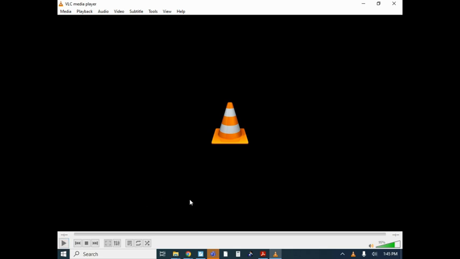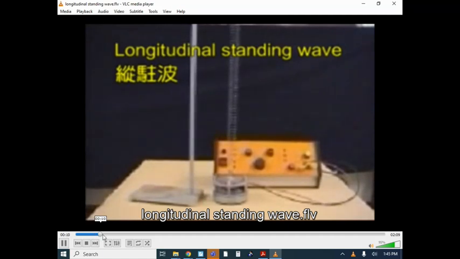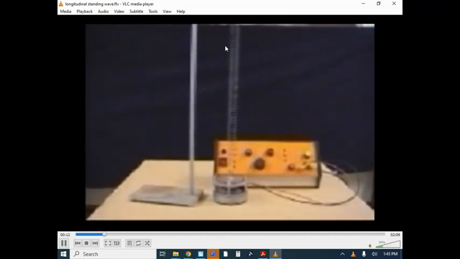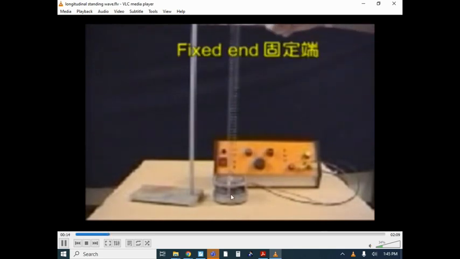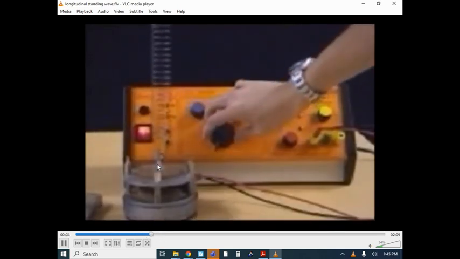This one has a spring, and it has a vibration being driven from one end or the other. I think this is the speaker here. And so basically it's pushing in and out on the spring. You're going to see spots where the spring isn't moving. That's a node and an antinode, right? So standing waves are definitely possible in longitudinal waves as well.